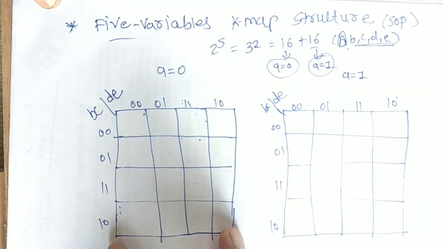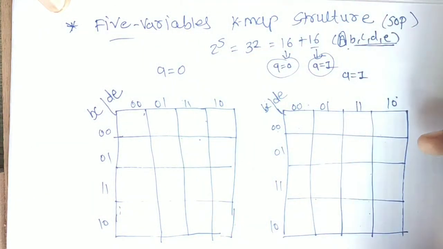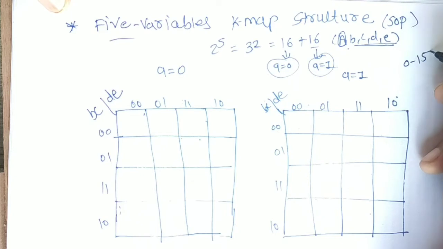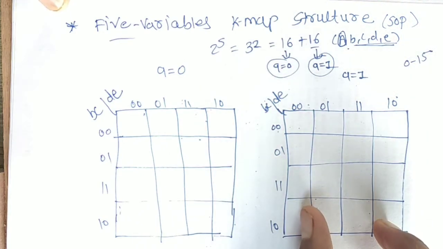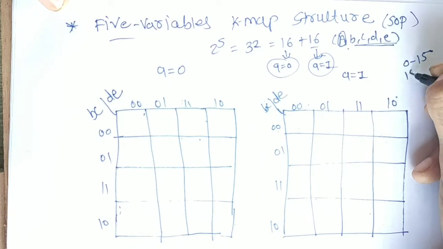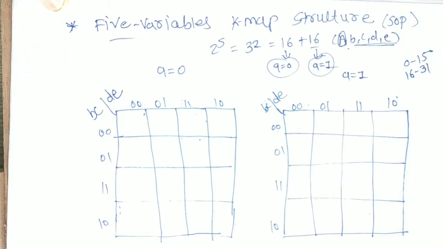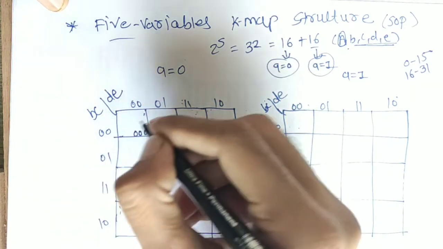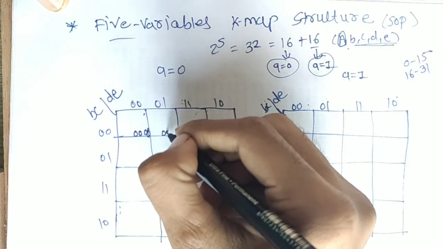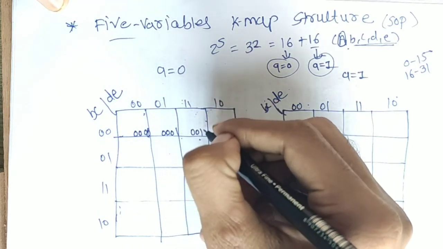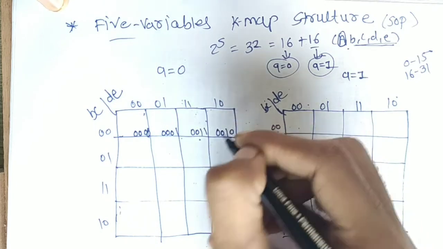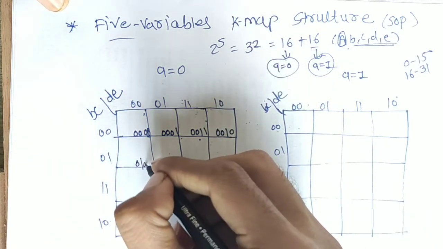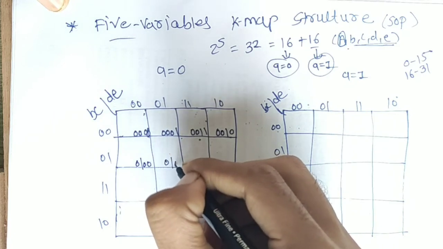So in this first 4 variable K-map structure, we can represent the first 16 bits, which means 0 to 15. And in the next 4 variable K-map structure, we can represent the next 16 bits, this is 16 to 31. Right? So in this cell the address is 0, 0, 0, 0. Here is 0, 0, 0, 1. Here 0, 0, 1, 1. Here 0, 0, 1, 0. Here is the address 0, 1, 0, 0. Then 0, 1, 0, 1.